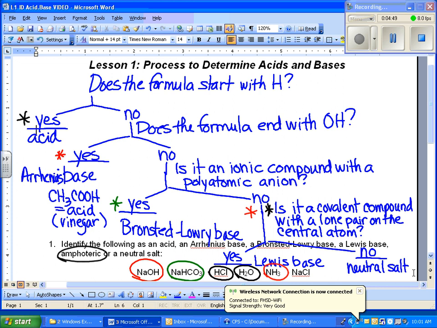The last one that we'll deal with is NaCl. NaCl does not start with H, does not end with OH. It is an ionic compound, but it doesn't have a polyatomic ion. The next question, is it a covalent compound? The answer would be no. So this one, if you go through the entire process, NaCl is a neutral salt. That's a very quick overview. Hopefully that helps.